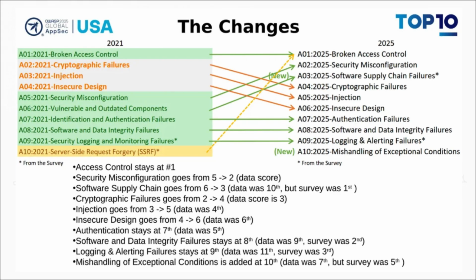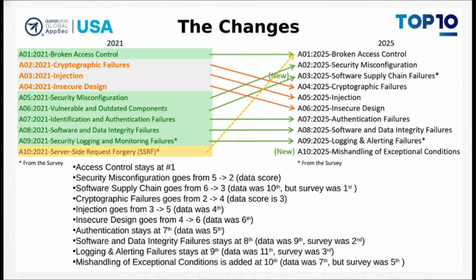Yep, broken access control is still number 1. No surprise there. But whoa, look at security misconfiguration jumping all the way up to number 2. And of course, you can clearly see those brand new entries for 2025. So let's just recap those key moves.